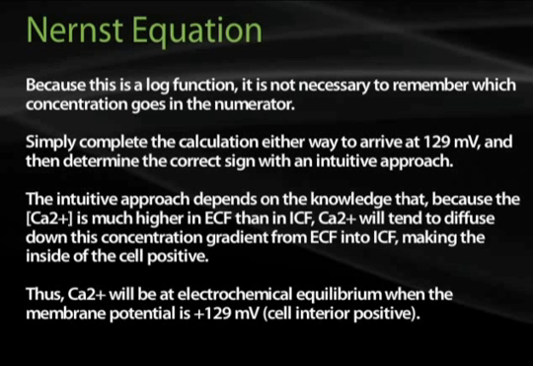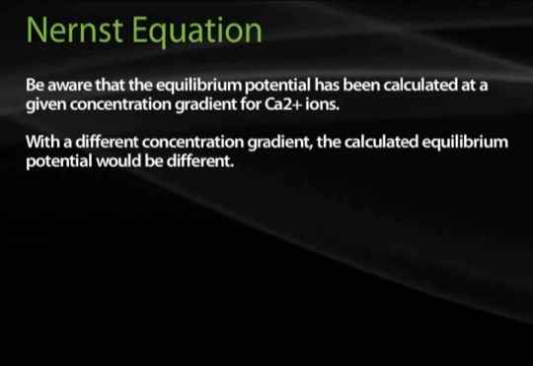Because this is a log function, it is not necessary to remember which concentration goes in the numerator. Simply complete the calculation either way to arrive at 129 millivolts and determine the correct sign with an intuitive approach. The intuitive approach depends on the knowledge that because calcium is much higher in the ECF than ICF, calcium will tend to diffuse down this concentration gradient from ECF into ICF, making the inside of the cell positive. Thus, calcium will be at electrochemical equilibrium when the membrane potential is positive 129 millivolts, cell interior positive.